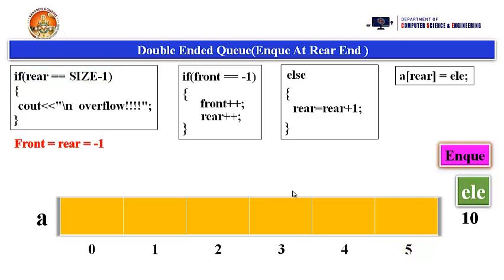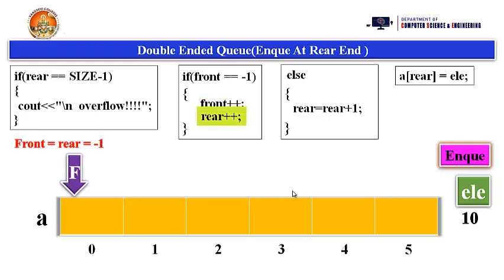Then we go to the next statement: if front equal to -1. What is the front value? -1, so the condition is satisfied and we need to execute the if statements here. What are the if statements? Front plus plus. We need to increment the front value, so that it is pointing to the 0th location, and we need to increment the rear value also.